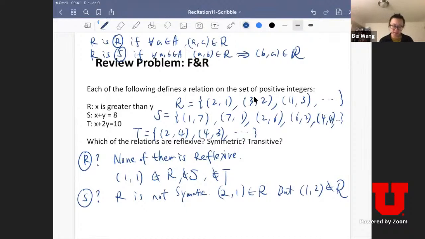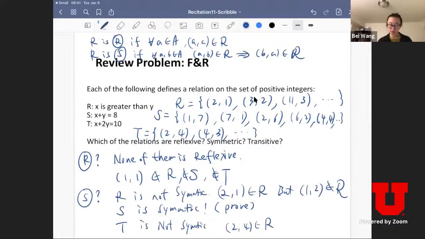So S is symmetric. But actually, let's try to prove it. And finally, T is not symmetric. Why? Because 2, 4 is in T, but 4, 2 is not in T. And you can validate this very quickly. So what's left to be done is to prove S is symmetric. So how do we prove that? I'm going to try to add a page.